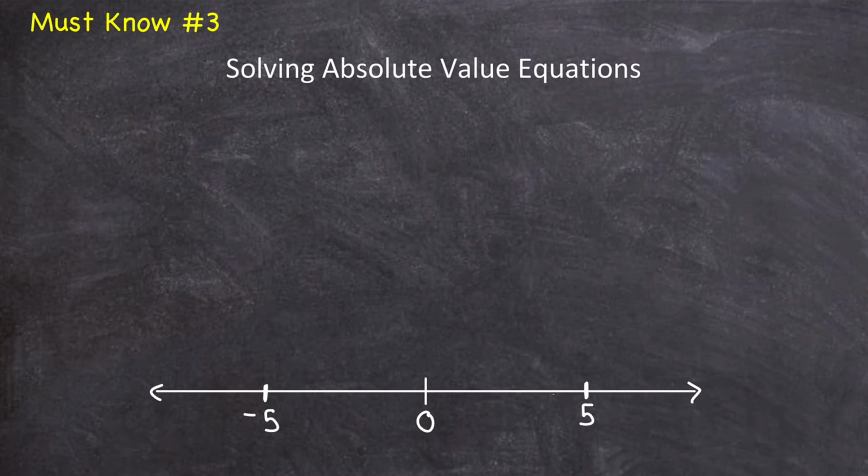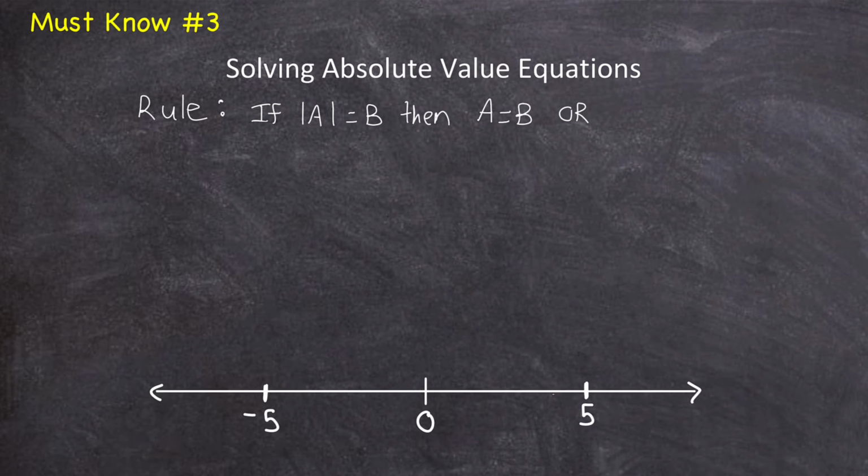Must know number 3, solving absolute value equations. The rule that you have to consider when solving an equation with an absolute value is that if you have the absolute value of A equal to B, then there are two possible values that we can sub in for A to make its absolute value be equal to B. Well, of course, the absolute value of B is B, so A could be equal to B. Or the absolute value of negative B is also B, so A could also be equal to negative B. If A was either B or negative B, when we take the absolute value, we get B.